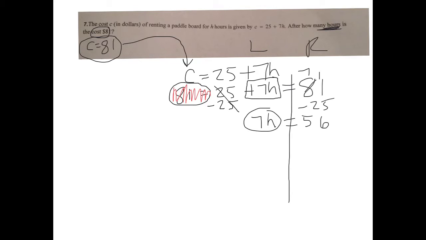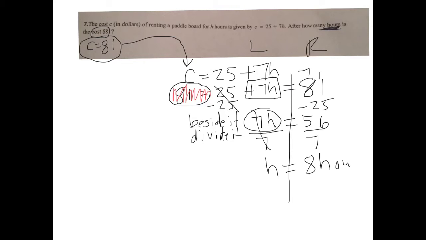This is 7 times h right here. So to undo multiply, we're going to divide. When it's beside it, we divide it. So I divide both sides by 7. Beside it helps us remember that we're going to divide it. The 7's cancel out to be a 1. H equals 8, so it's 8 hours.